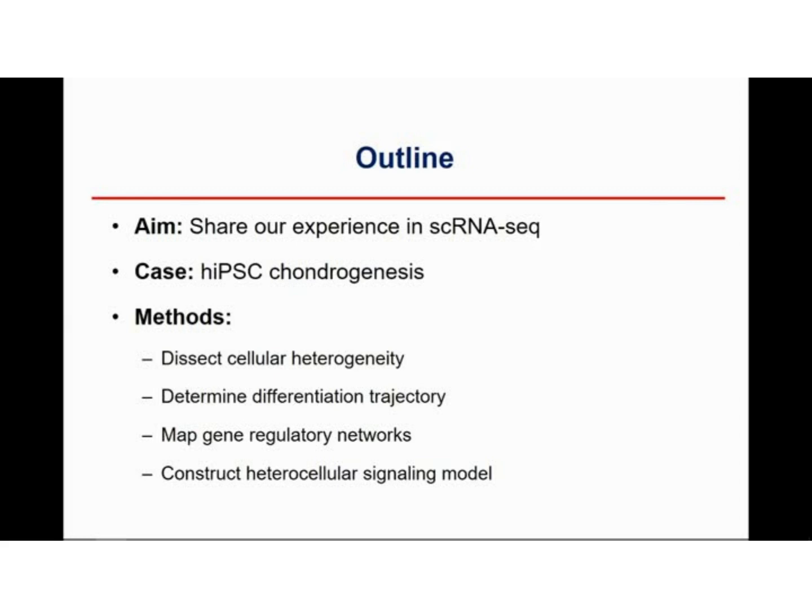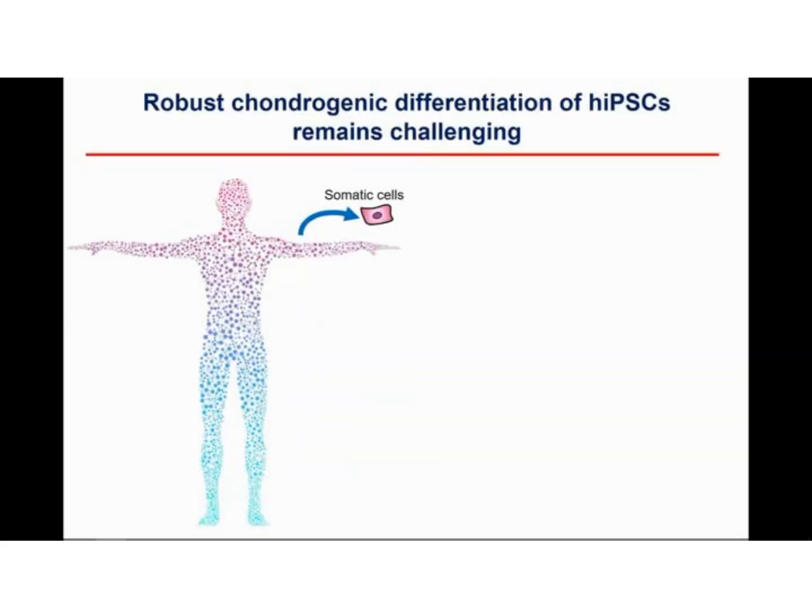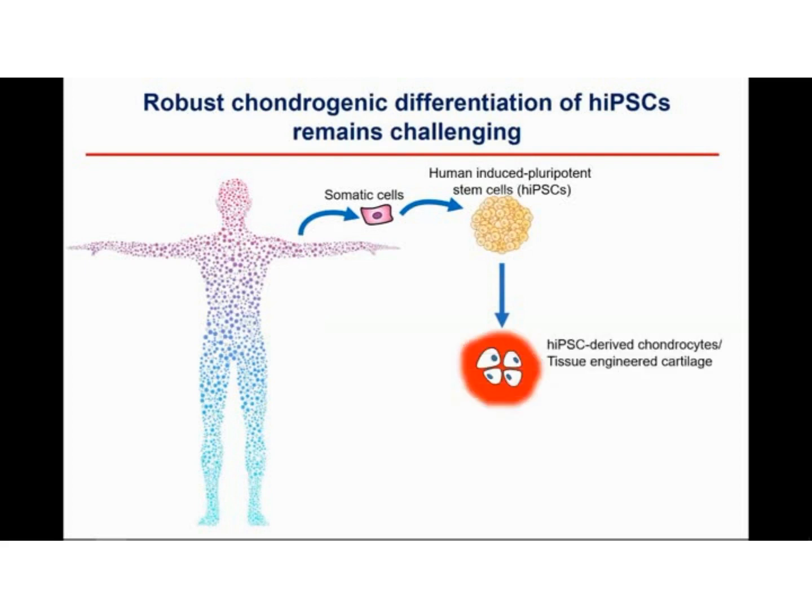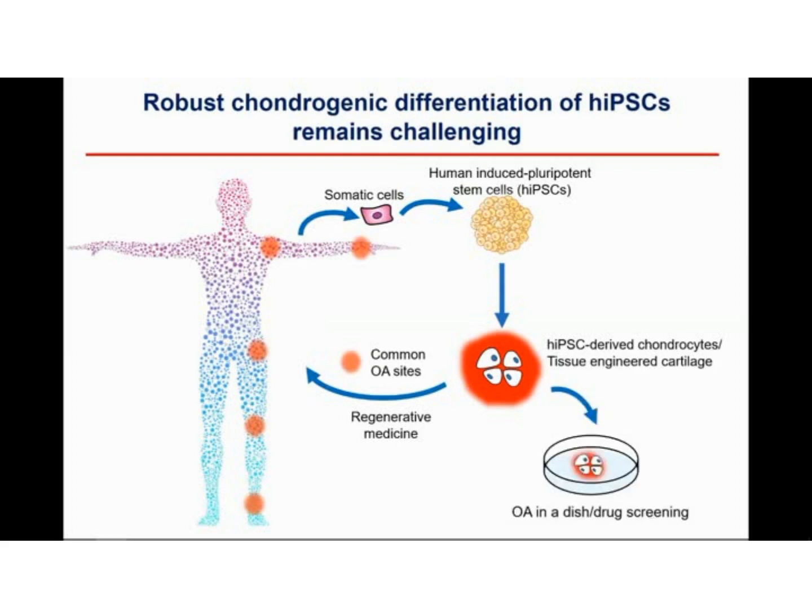So why do we care about hiPSC chondrogenesis? We know hiPSCs, human induced pluripotent stem cells, are a really promising cell source for cartilage regeneration because they have unlimited proliferation capacity, and they can also differentiate into chondrocytes. So we can use these cells to repair cartilage or use them for in vitro disease modeling. The problem is that robustly differentiating hiPSCs into chondrocytes without any off-target cells remaining is really challenging.